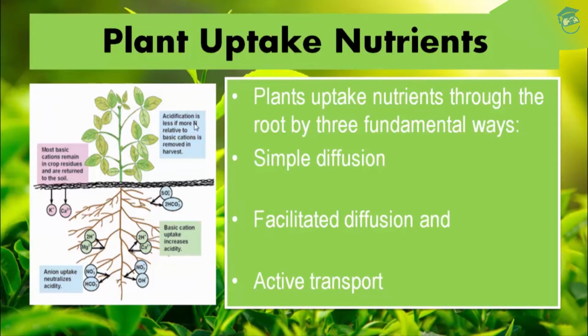Okay, acidification is less if more nitrogen relative to basic cation is removed in harvest. Okay, and most basic cation remains in crop residue and is returned to the soil. That means potassium and calcium return back to the soil. These are the most basic cations that remain in the crop residue, and they are returned to the soil again for uptake. Okay, so plants uptake nutrients through the root by three fundamental ways. First is simple diffusion, second is facilitated diffusion, and third is active transport, students.